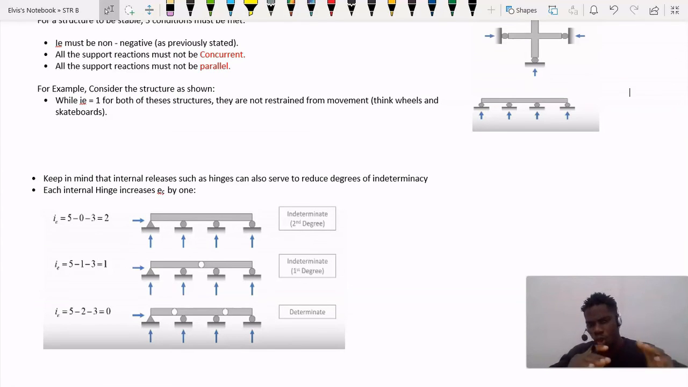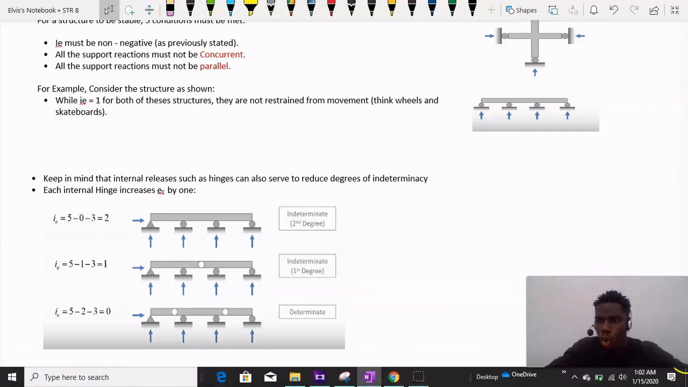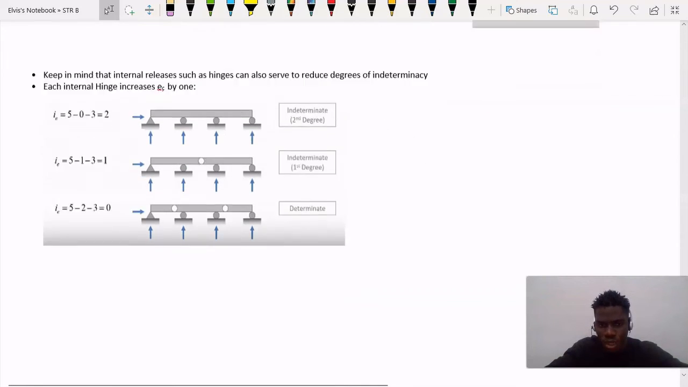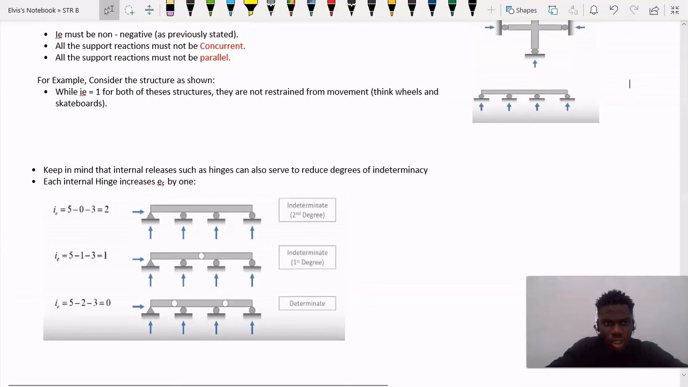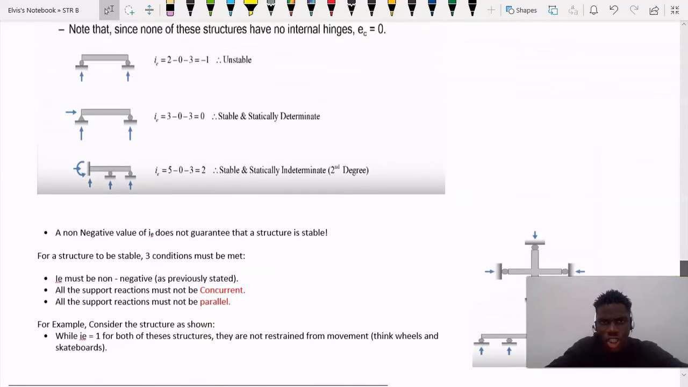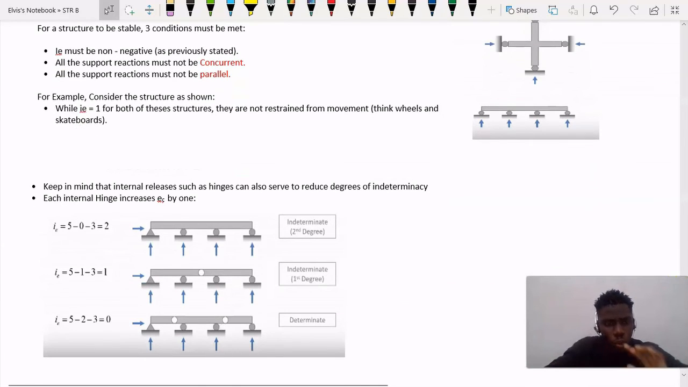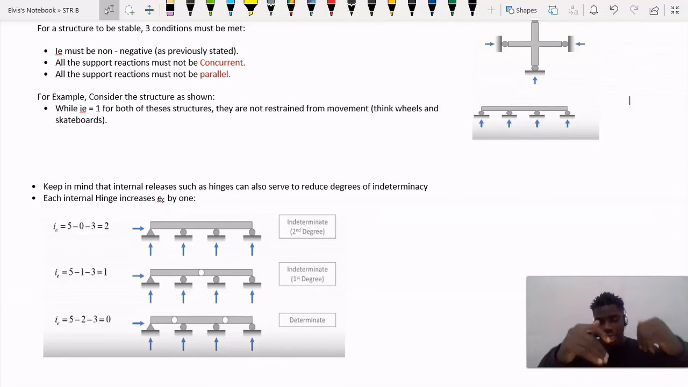Now guys, whenever we have a hinge in a beam, this is going to reduce the degree of indeterminacy. What do we know about hinges? Whenever we have hinges on a beam, we know that the sum of the moment produced at that location is equal to 0, right? Meaning we now have an additional equation, so we are going to reduce the degree of indeterminacy.